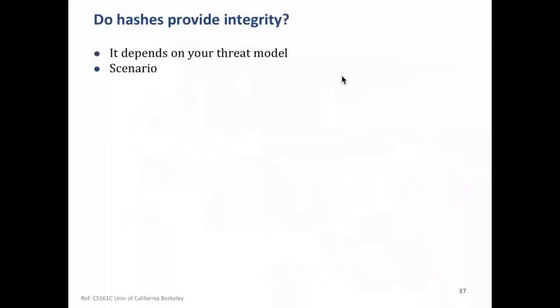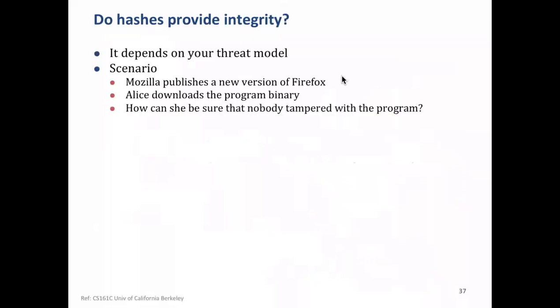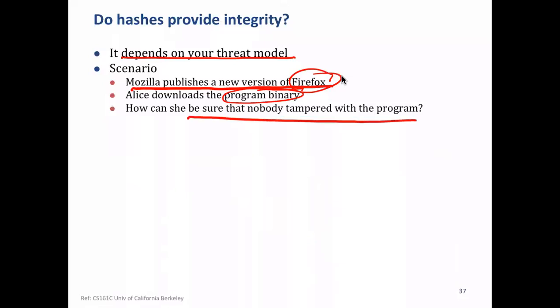Integrity. Okay. It depends on the hash model. Now, a simple thing that's being used is, for example, Mozilla publishes a new version of Firefox. So you can download the binary. How do you know that you have downloaded it correctly and nobody has tampered with this program? Well, this is how you get a malicious program, right?